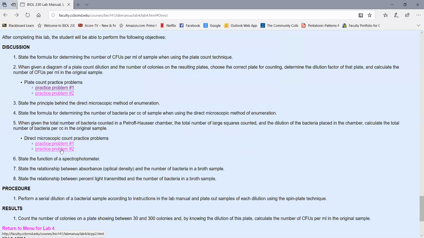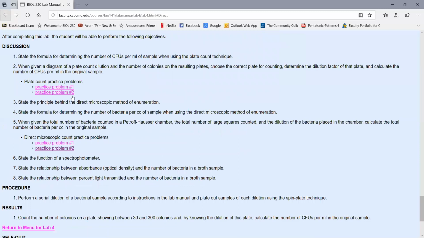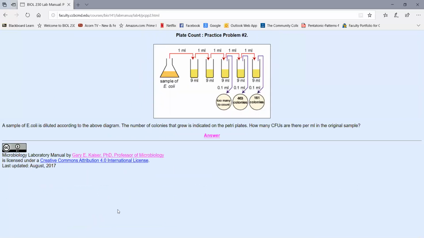And here's the second practice problem. I'll just point it out to you and then let you actually get a chance to practice that one. Oops, hit the wrong problem. Sorry, that's the plate count. We want the plate count. There we go. So here's a dilution.